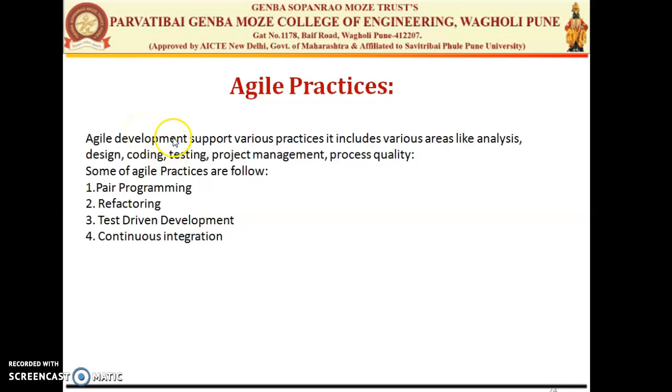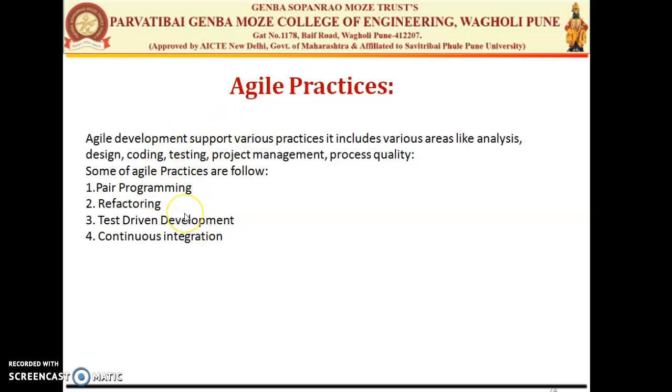So in this session, we'll see the Agile practices. Agile development is supported by a number of practices. It includes different areas like requirement analysis, designing, coding, testing, project management, process, and quality. Some of the important Agile practices have been listed here. The first one is pair programming, second is refactoring, third is test-driven development, and fourth is continuous integration. So Agile development supports these different practices.